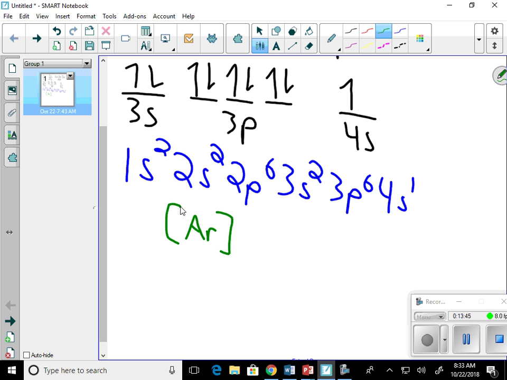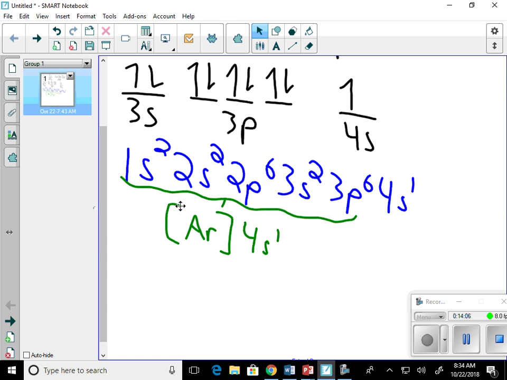By putting argon in brackets, it's the same as me writing 1s2, 2s2, 2p6, 3s2, 3p6. Now all I have to do is write the ending. Because I'm telling you, hey, first off, we have to get through the argon line. And now 4s1. Doesn't give you a lot of information. However, this shows you the outermost electrons, or in this case, outermost electron.